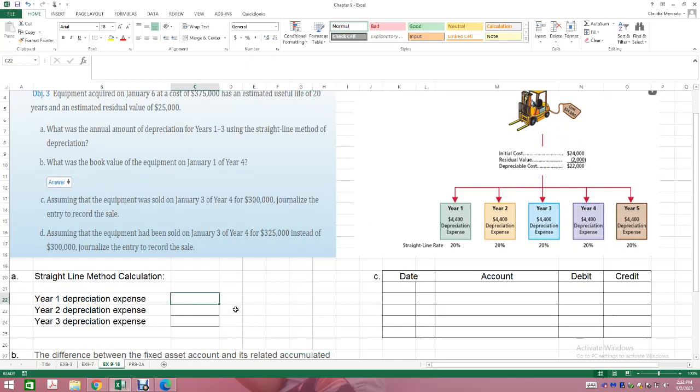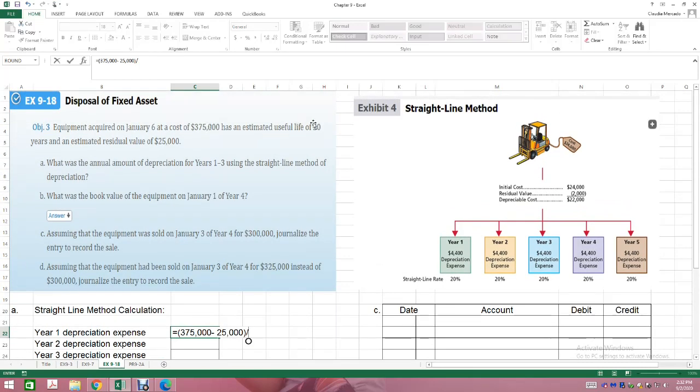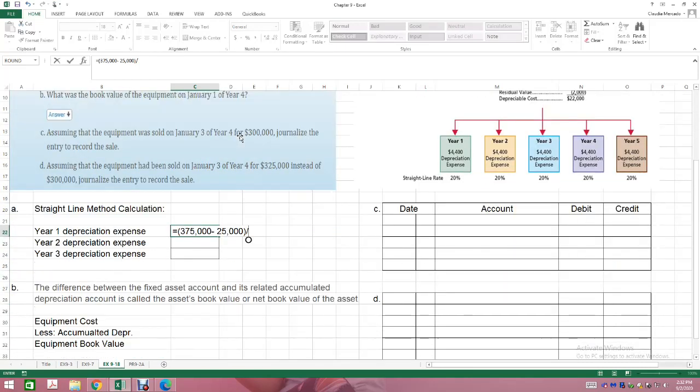So, let's do the calculations here. Okay? So, I know that the cost is $375,000. I'm going to subtract the residual value of $25,000. Estimated residual value of $25,000. Okay? And then I'm going to divide by how many years. How many years is this piece of equipment going to last me? Useful life is 20 years.